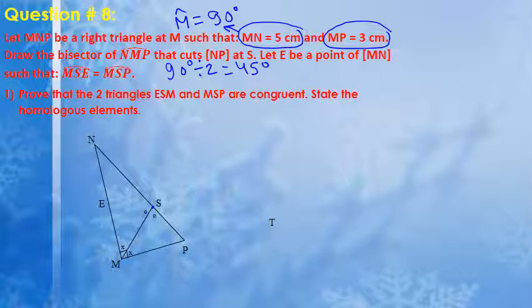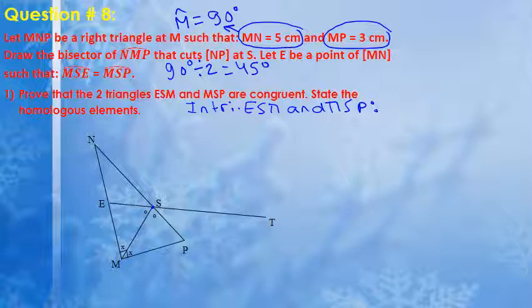Now let E be a point of MN. We should put E on MN such that angle MSE should be equal to angle MSP. We measure the angle MSP and we draw an equal angle which is ES. Now prove that the two triangles ESM and MSP are congruent. To prove congruent triangles, first of all, we should name them ESM and MSP. What do we have?